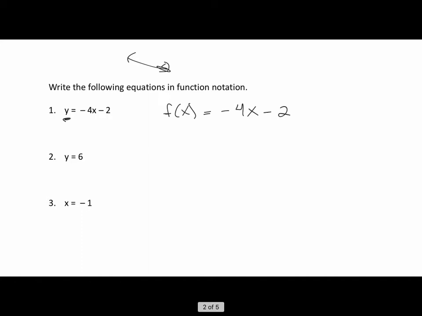For number 2, y equals 6. That's a horizontal line, which is a function. So I can change y to f of x. Everything else stays the same. f of x equals 6.